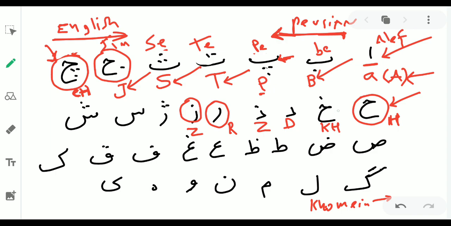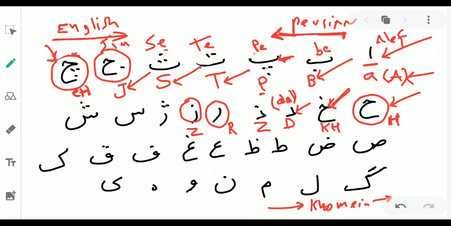This one is equivalent to KH in English, which is hard for English-speaking people to pronounce. Usually they say K instead of Khe because it's hard to pronounce in English. For example, the name of the city Khomein in Iran, English-speaking people may say Komein. Then we have Dal, D-A-L. That's how you say it, but it's written like this here, equivalent to D in English.